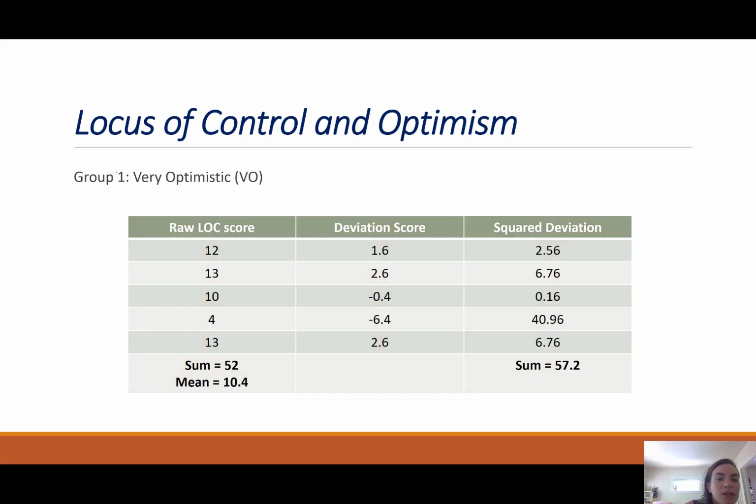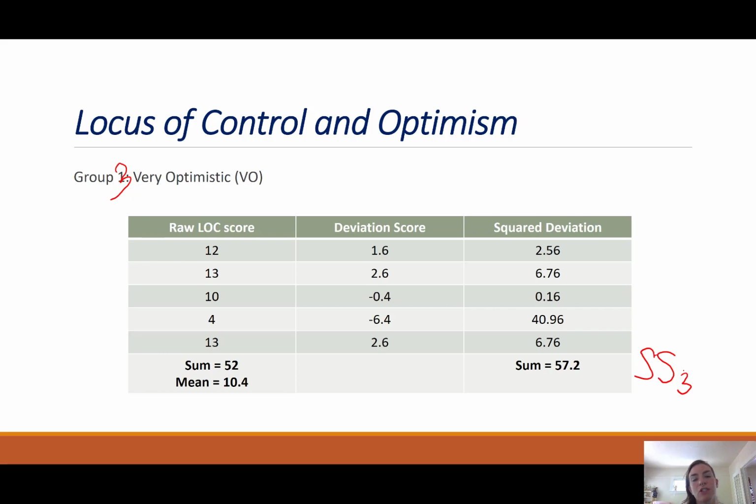And finally, we do the same thing for group 3, the people who are very optimistic about the future. There's 5 of them in our study, and they have a mean locus of control score of 10.4. Again, we've calculated deviations, squared deviations, and a sum of squares for group 3 of 57.2.